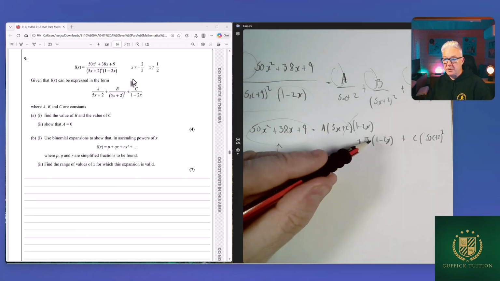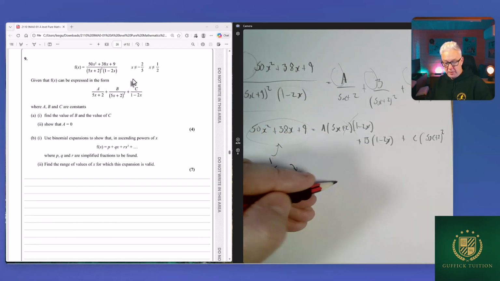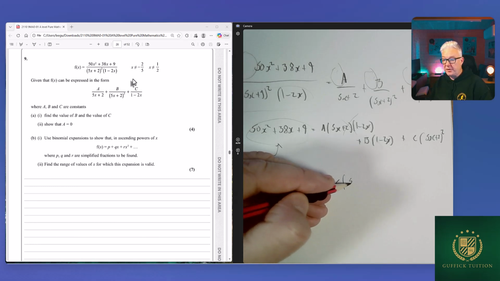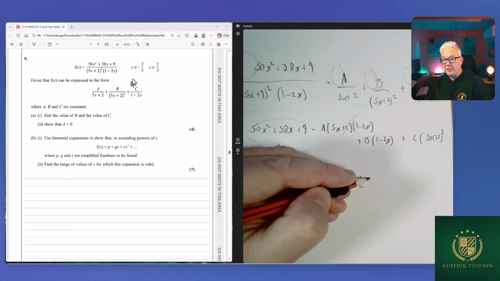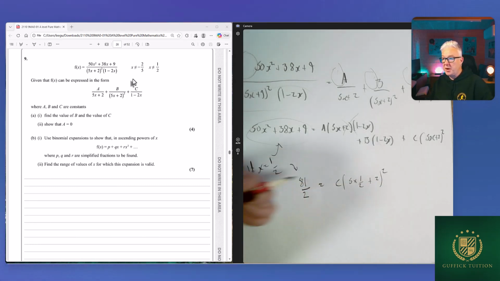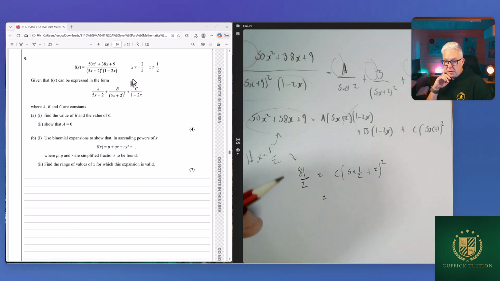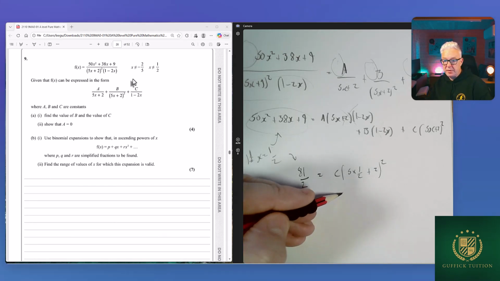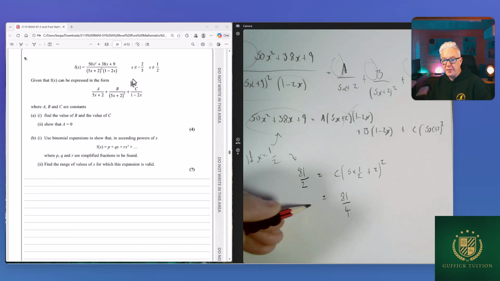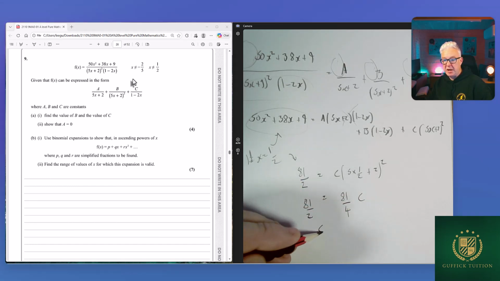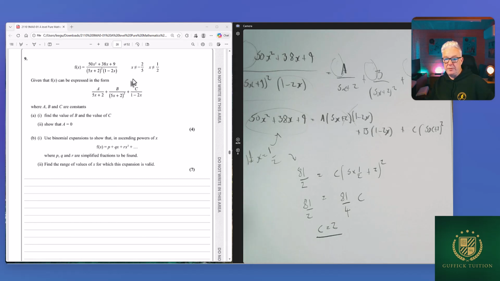That term's going to go to 0, that term's going to go to 0, and we're going to have c times by (5 times 1/2 plus 2) all squared. That's going to go to 5 over 2 plus 2, and when we work that out and square it, we find out that that turns out to be 81 over 4. So we have 81 over 2 equals 81 over 4c, which means that c is 2.